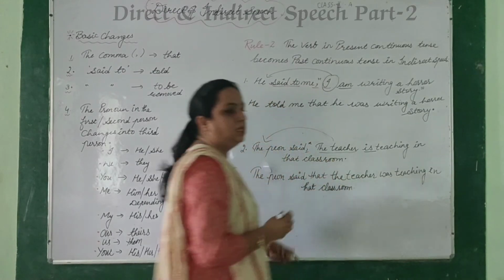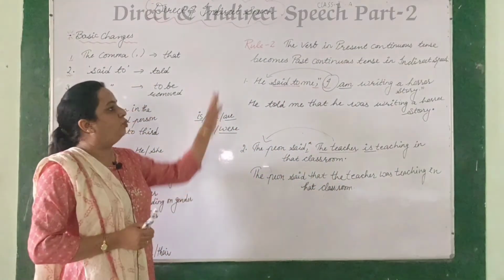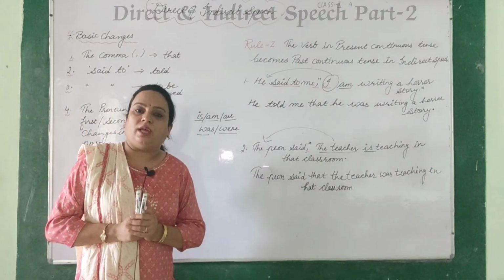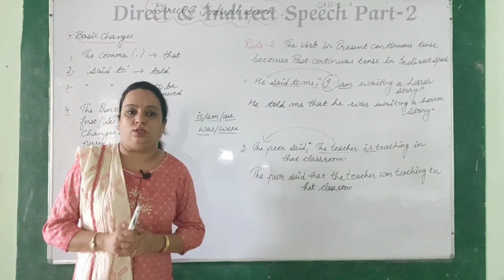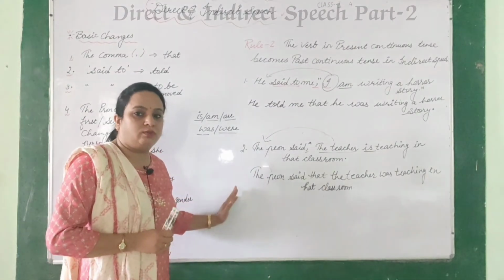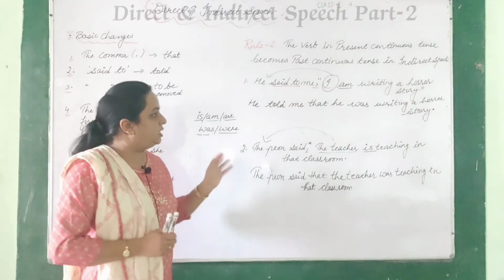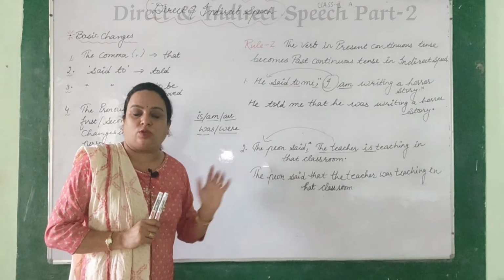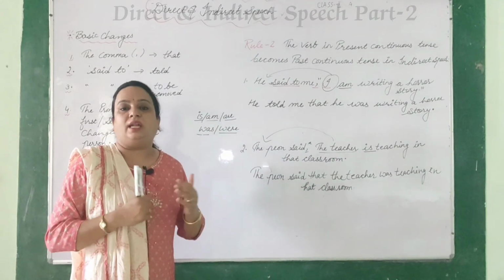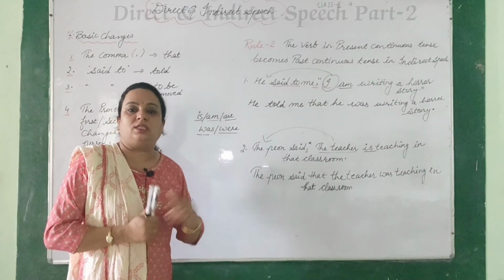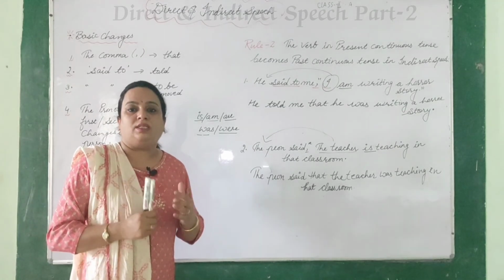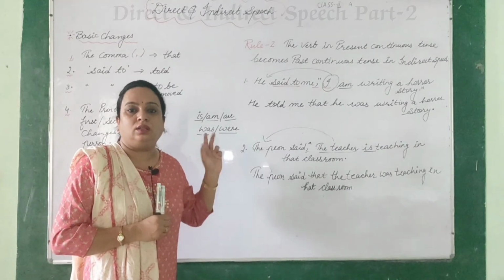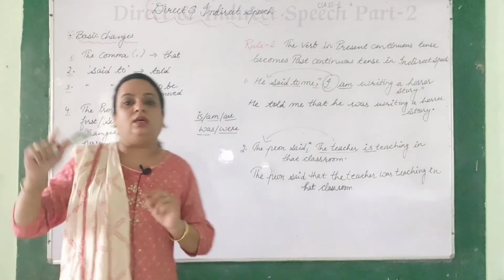Okay, so these are the changes which we have to do when the verb given in the direct speech is in present continuous, and that we have to change into past continuous. So dear students, please take the screenshot of this and practice these sentences with simple present and present continuous, and in the next video we will learn how to change direct speech if it is given in present perfect and present perfect continuous. Till then, please learn these two rules and the basic rules.